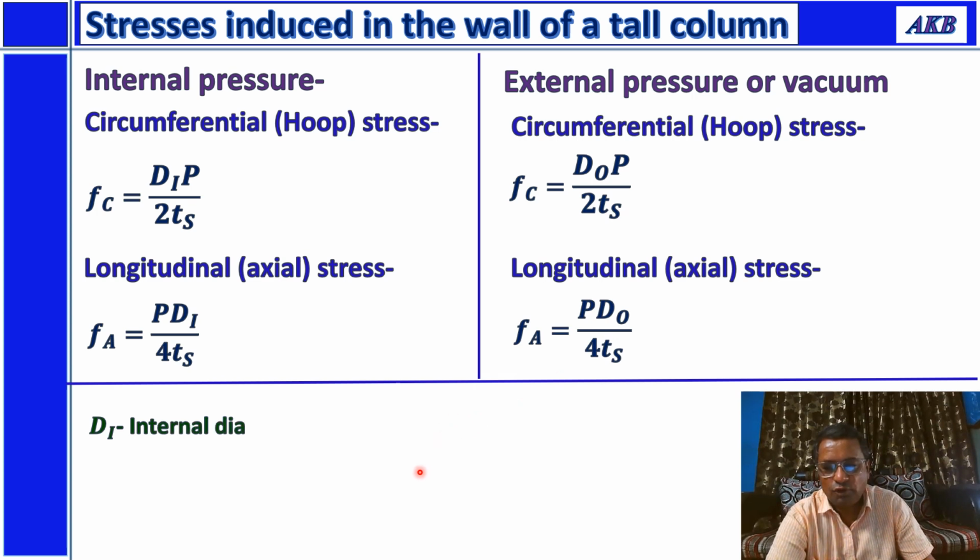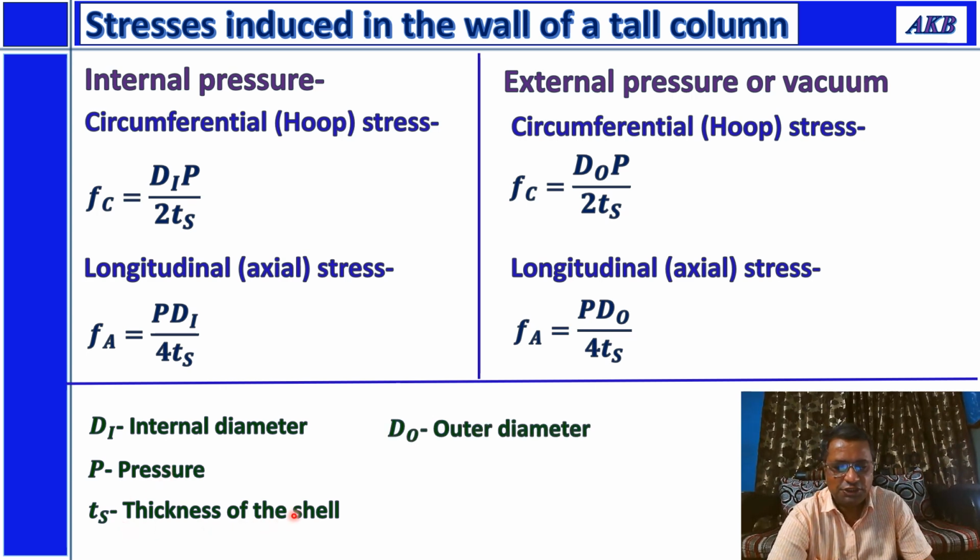What are the terms involved? Di is the internal diameter, P is the pressure acting. It may be internal pressure or external pressure. Then Ts is the thickness of the shell of the column, and dO is the outer diameter.